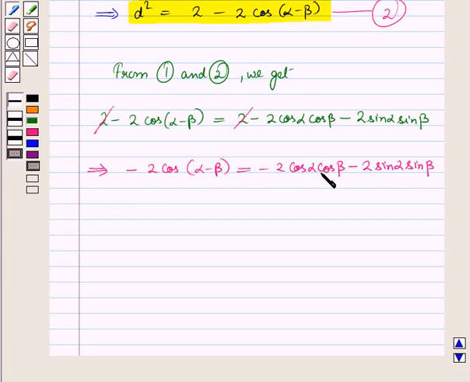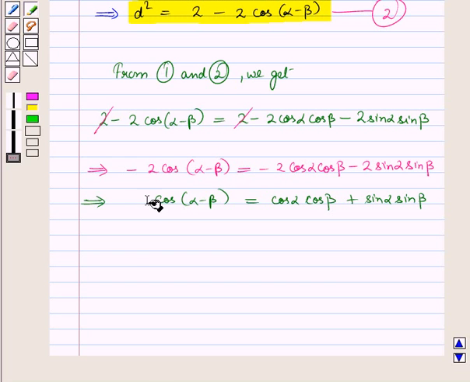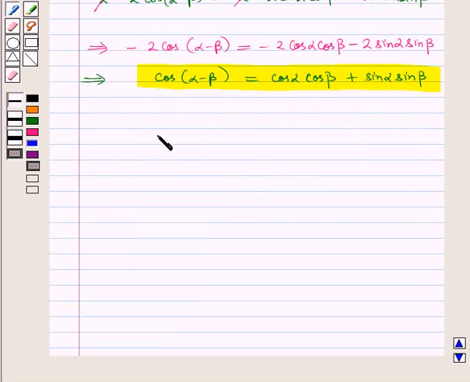Now dividing throughout by minus 2, this implies cos of alpha minus beta is equal to cos alpha cos beta plus sin alpha sin beta. So this is the required formula of cos of alpha minus beta. And now let us find the formula of cos of alpha plus beta.